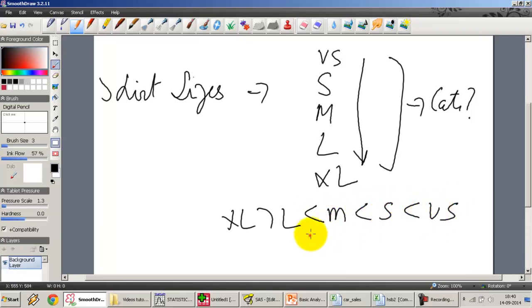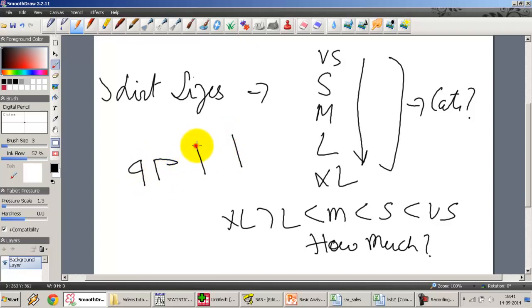The question is by how much? How much larger is an XL than a large size, and how do you even measure large versus small? We do know a shirt is, pardon my shirt making capacity over here, so this is a small shirt, and I've got a big shirt over here, and so on. I'm not going to make this shirt diagram. It's coming out very weird. Let me undo this.